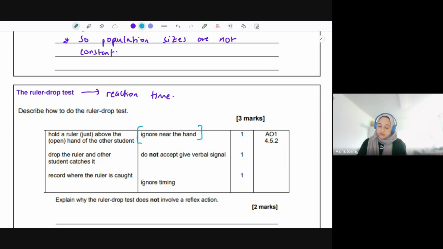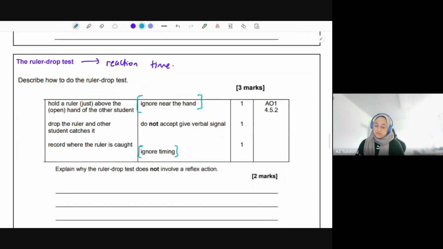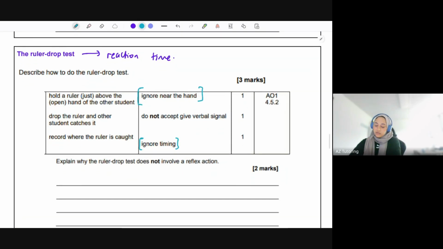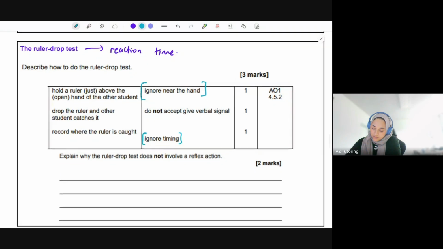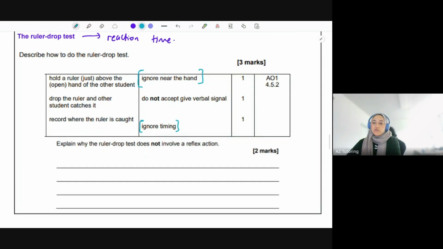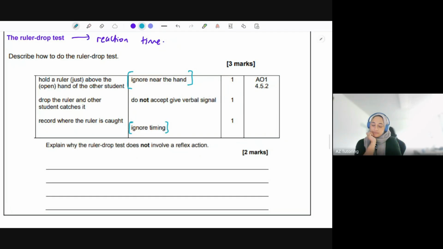And then record where the ruler is caught. So ignore timing. A lot of people do measure the timing that they take to catch it, but it could be a millisecond. So how could you record that timing? That's the reason why they do not want you to write about timing. They just want you to record where it's caught. So that's what the ruler drop is. So that's your 3 marks there.